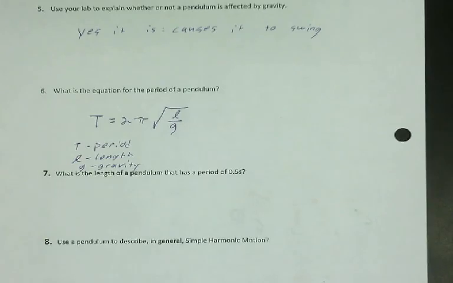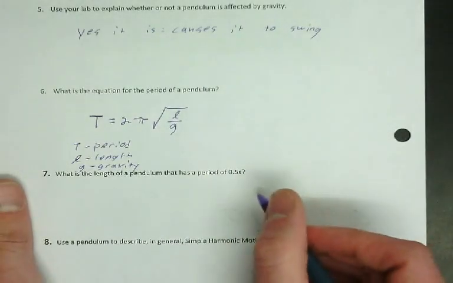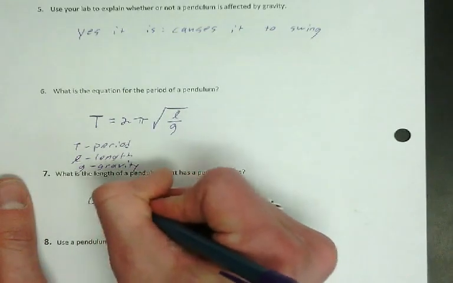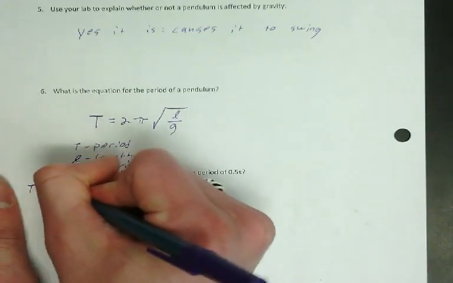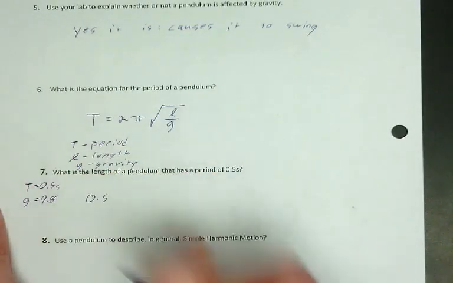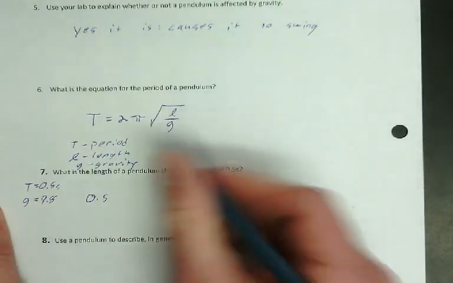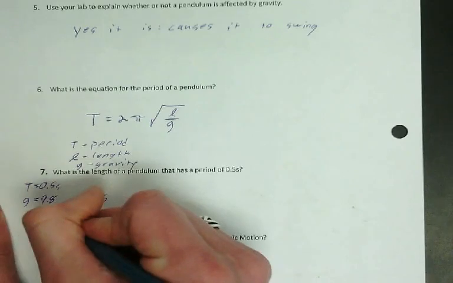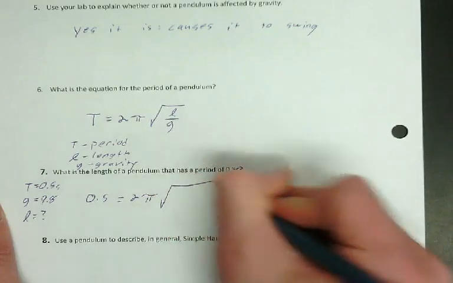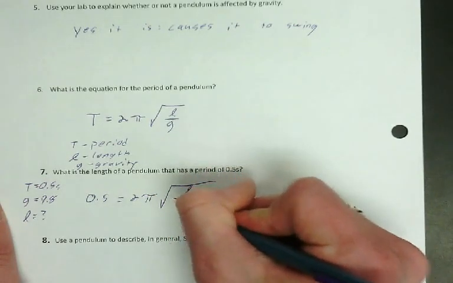Okay, so what's the length of a pendulum that has a period of 0.5 seconds? Period, the time it takes, is 0.5. G is going to be 9.8. 2 pi is just a constant, so there's nothing to write down for that. And L, the length, is what we're solving for. So 0.5 equals 2 pi times the square root of L over 9.8.